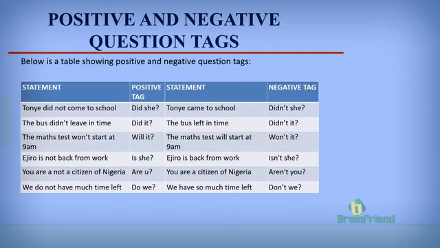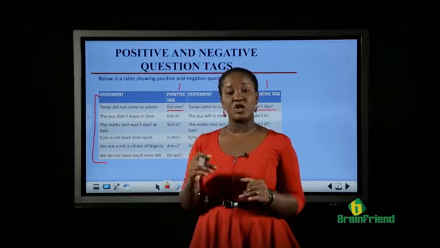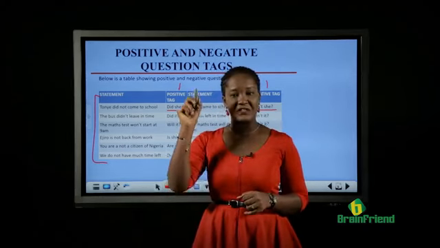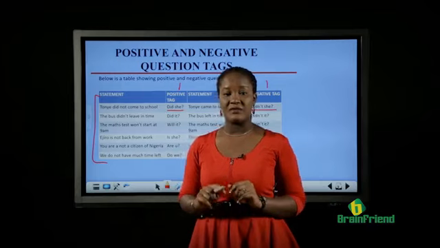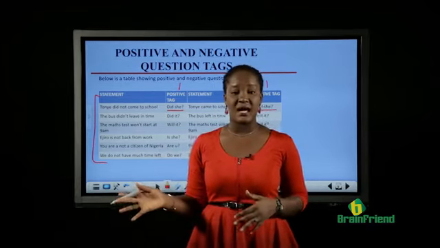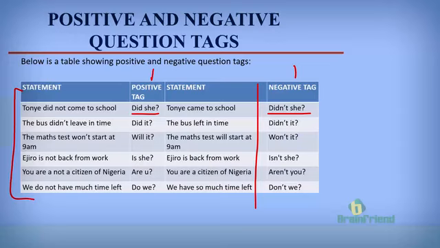Here we have the statement, and on this column we have the positive tag. We also have the same statement here, and on this column we have the negative tag. Toye did not come to school. The positive tag for that is did she? Toye came to school. The negative tag would be didn't she. Now remember that for negative tags, we find the short form of the word not as n't attached with the modal verb or the auxiliary verb. That's just how to identify negative tags. For positive question tags, we don't find that at all. We just have the modal verb and the pronoun form of the subject.